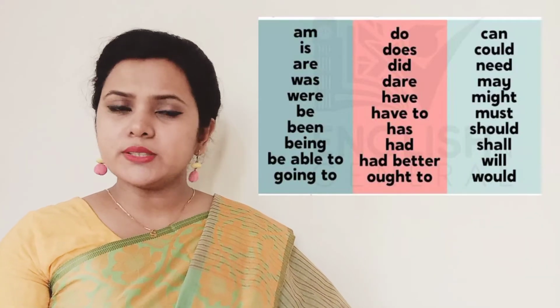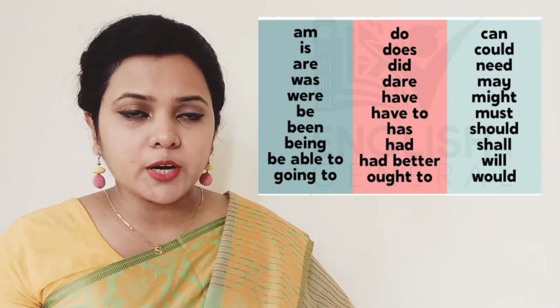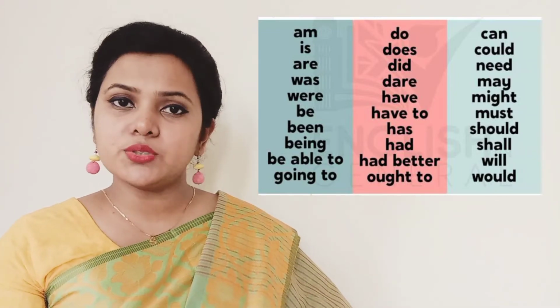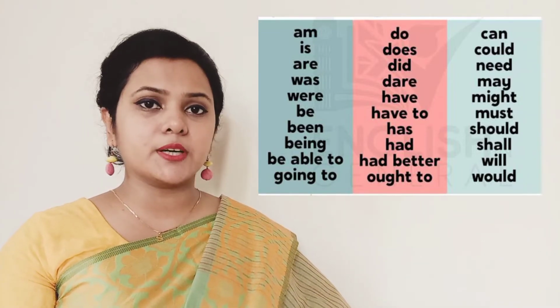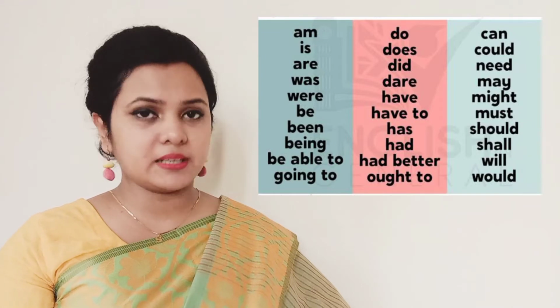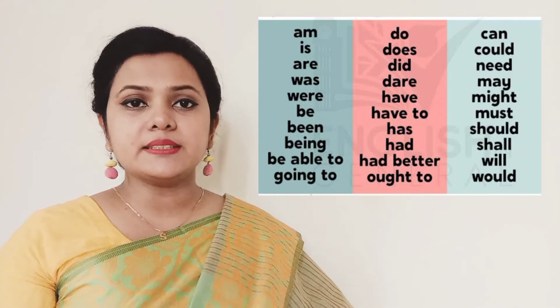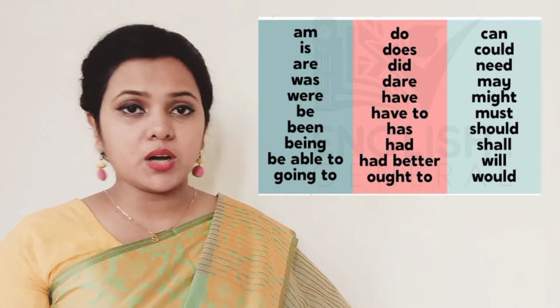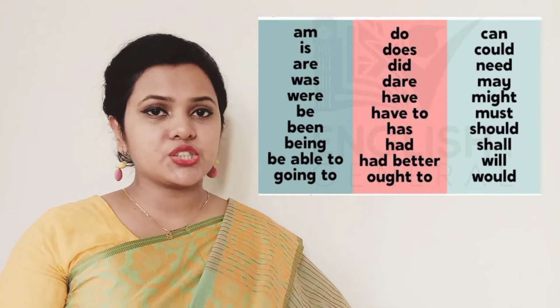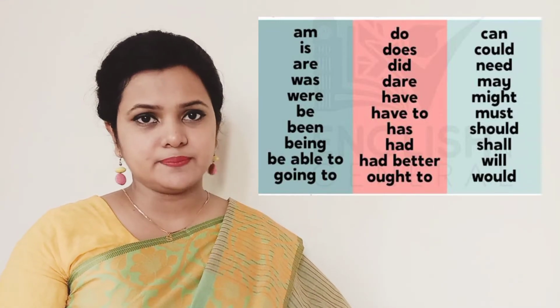Then let's move on to auxiliary verbs. What are the auxiliary verbs? Auxiliary verbs are those verbs which are used in a sentence to help the main verb to express its meaning clearly. And they are am, is, are, was, were, have, has, had, shall, will, been, etc.